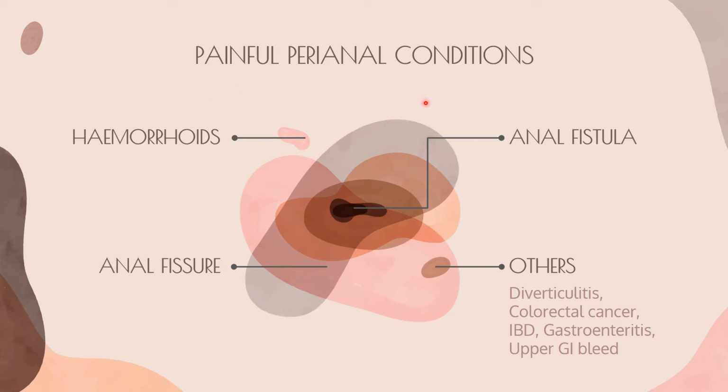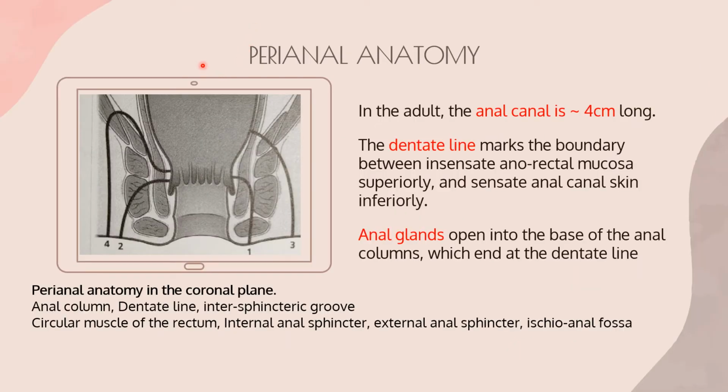Some painful perianal conditions that I have in mind include, firstly, hemorrhoids, anal fissure, and anal fistula, and some other causes that are less likely, which include diverticulitis, colorectal cancer, inflammatory bowel disease, gastroenteritis, and upper gastrointestinal bleed. Before we look into each of the differential diagnoses, let us look at the perianal anatomy.